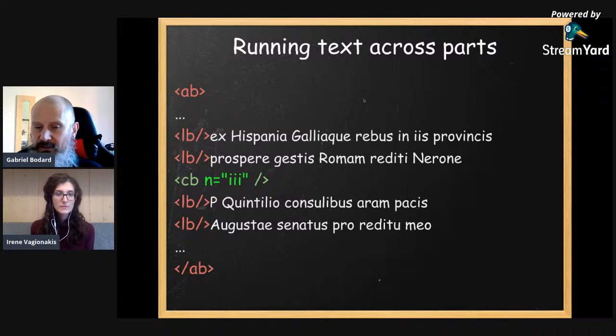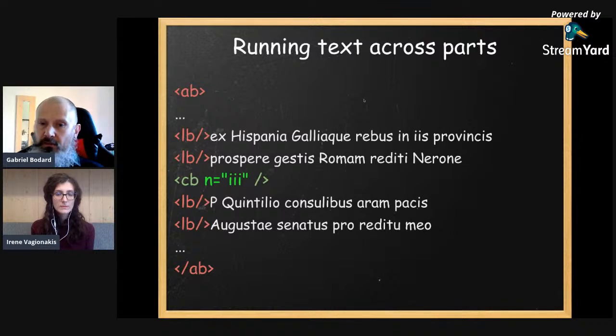You can also attach a CB tag at the beginning of every column so that it doesn't have to break any structure that goes on there. This column break can then take place within a document, within a single AB element. You can have columns that begin in one AB and end in another one. You can have a column that begins in the middle of one chapter of a text and ends in another.